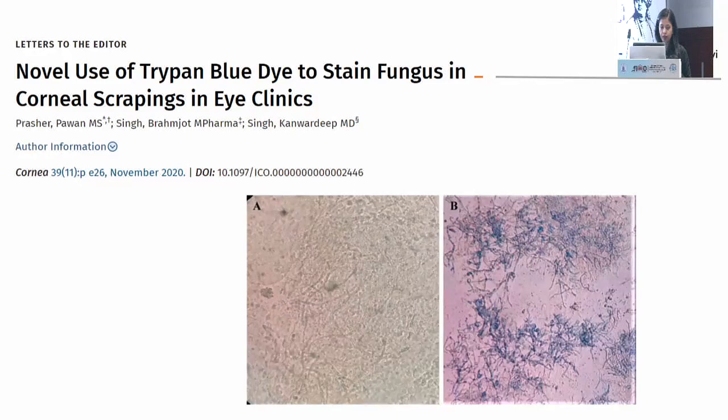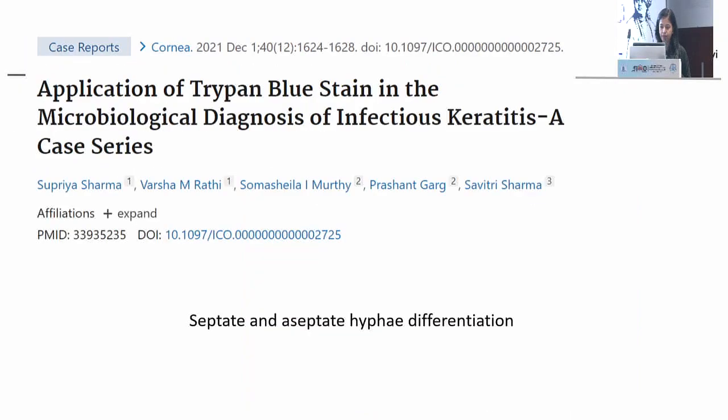For the first time, Pawan Prashar et al. demonstrated how KOH and trypan blue can differentiate fungal keratitis. In KOH, he compared the picture of KOH with that of the trypan blue stained fungi and demonstrated how easily we can pick up the fungi compared to KOH, where because of the hyaline kind of staining, it is not very prominently picked up.